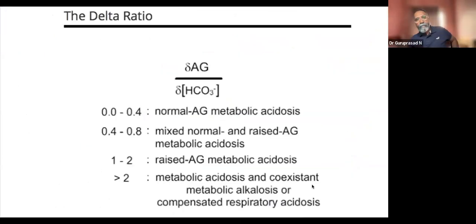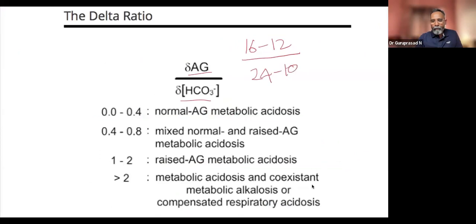And next, what you do is either a delta ratio or a delta gap. Delta ratio is the delta anion gap divided by delta bicarb. So we'll calculate an anion gap. For example, if the anion gap is 16 and the normal anion gap is 12, then we divide it by the delta bicarb: 24 is normal and if the bicarb given is around 10, so the delta ratio will come to 4 divided by 14. Okay, and this will come to probably about less than 0.4.